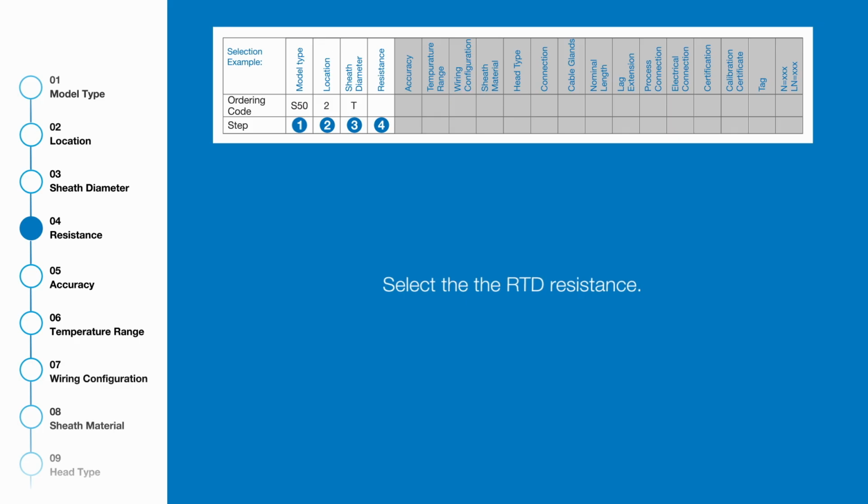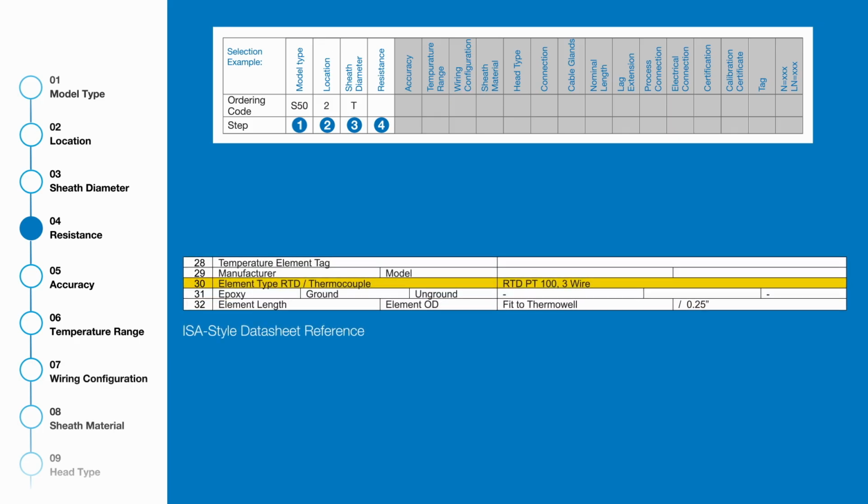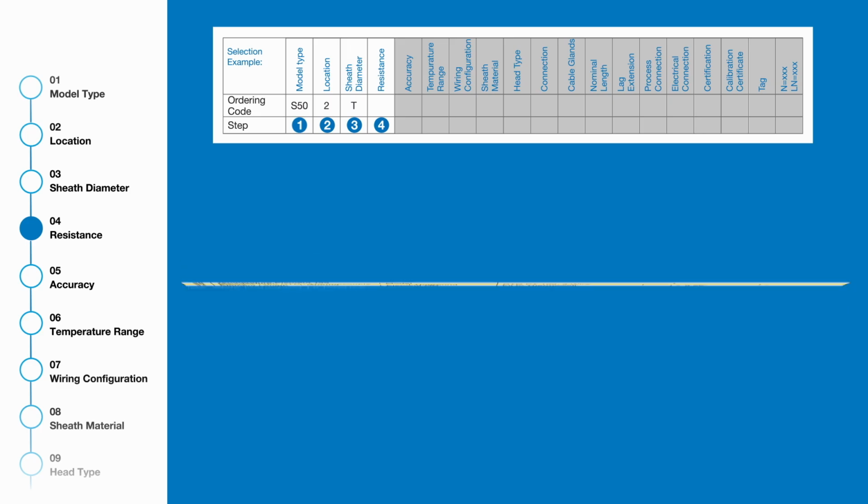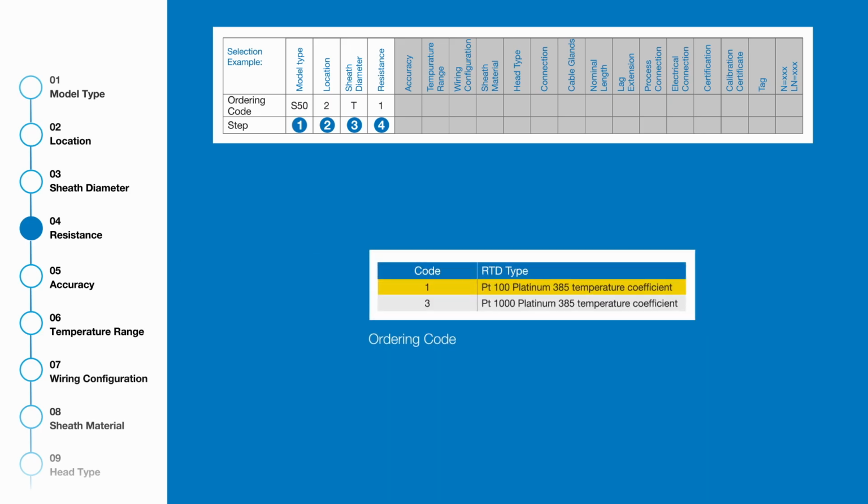Next is the element type. This is going to be an RTD 100 ohm 3-wire. So we're going to select code 1 for a PT100 platinum RTD.